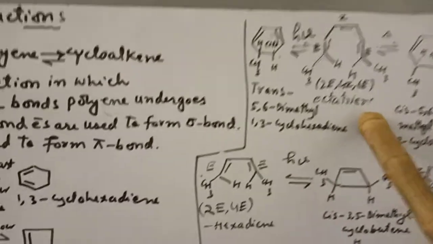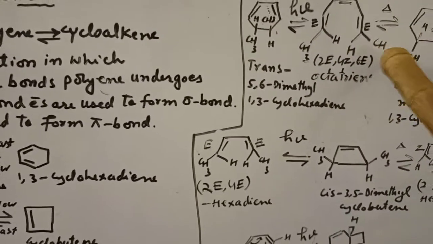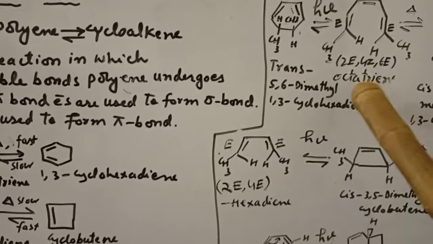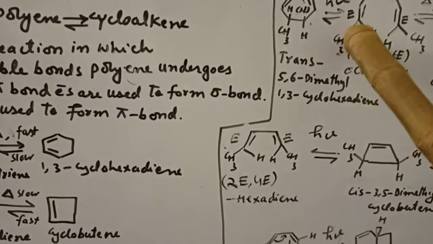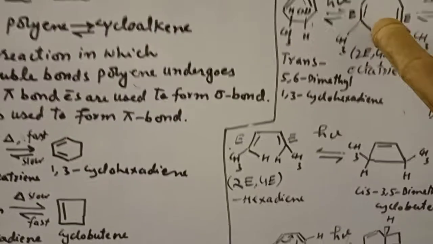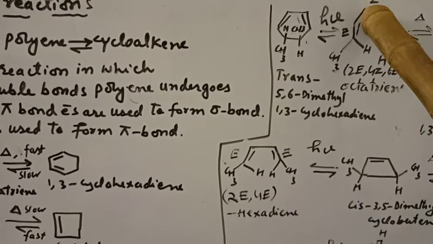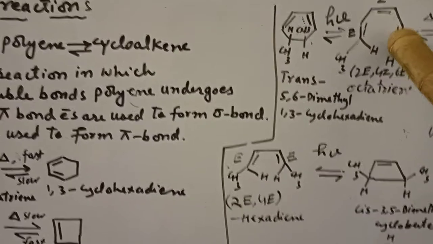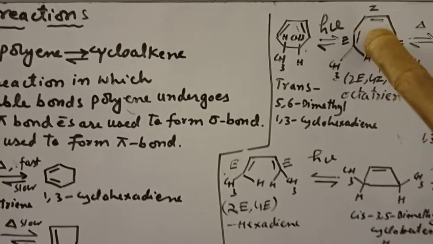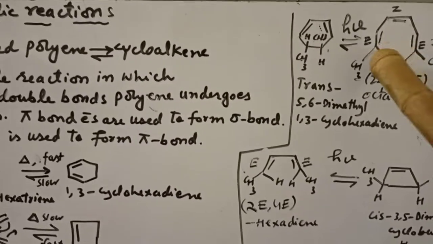this is carbon 1, this is carbon 2, this is 3, this is 4, this is 5, and this is the 6 carbon. It is an octatriene. On carbon 2, this double bond carbon, the methyl group and this alkyl group are on the opposite side. This is the 2E. If we observe carbon 4, on the carbon 4 double bond, the alkyl groups are on the same side.